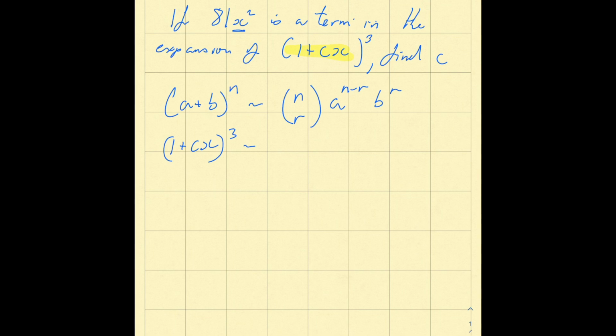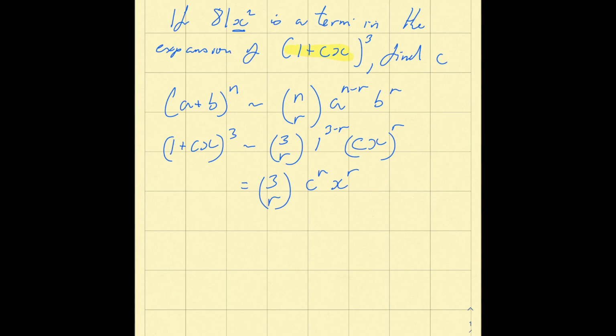So a general term is going to be 3 choose r, 1 to the power of 3 minus r, times cx, and the whole of c times x, not just x, to the power of r. Now obviously 1 to any power is just 1, so that's a bit boring and pointless. So let's just simplify that a little bit. 3 choose r, c to the power of r, x to the power of r.